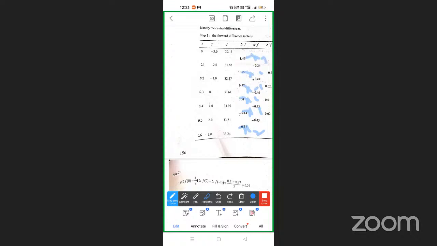So decrease downwards. So next case here, this is x1, x naught, x minus 1, x minus 2, x minus 3. So next, this is x naught, x minus 1, x minus 2, x minus 3. So next, this is x2, x minus 2, x minus 1. So decreasing downwards. So this is x3.